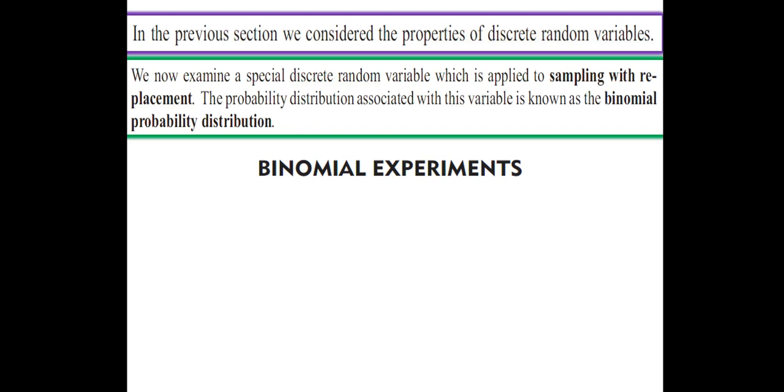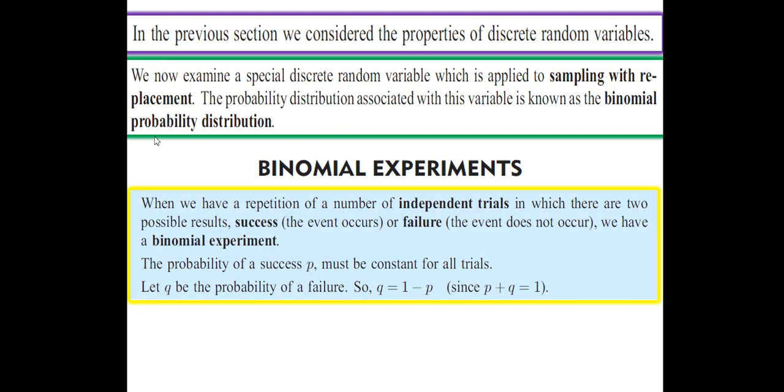So binomial experiments, what are they? When we have a repetition of a number of independent trials, meaning with replacement, in which there are two possible results: success is one result, which is that the event occurs, or failure.